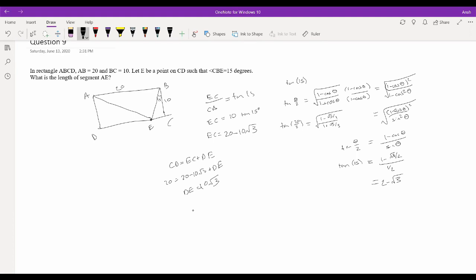So now we know what DE is. We also know what AD is, because the problem gives it to us. We know that AD is 10. So if we write these in, we can see angle ADE is a right angle since it's a rectangle. Now we have a right triangle. We know both of its legs, and we're trying to find its hypotenuse. We can see that this is a 30, 60, 90 triangle since we have a 10 and a 10 root 3 as the legs. So that means the hypotenuse is just 20. And that is our final answer.